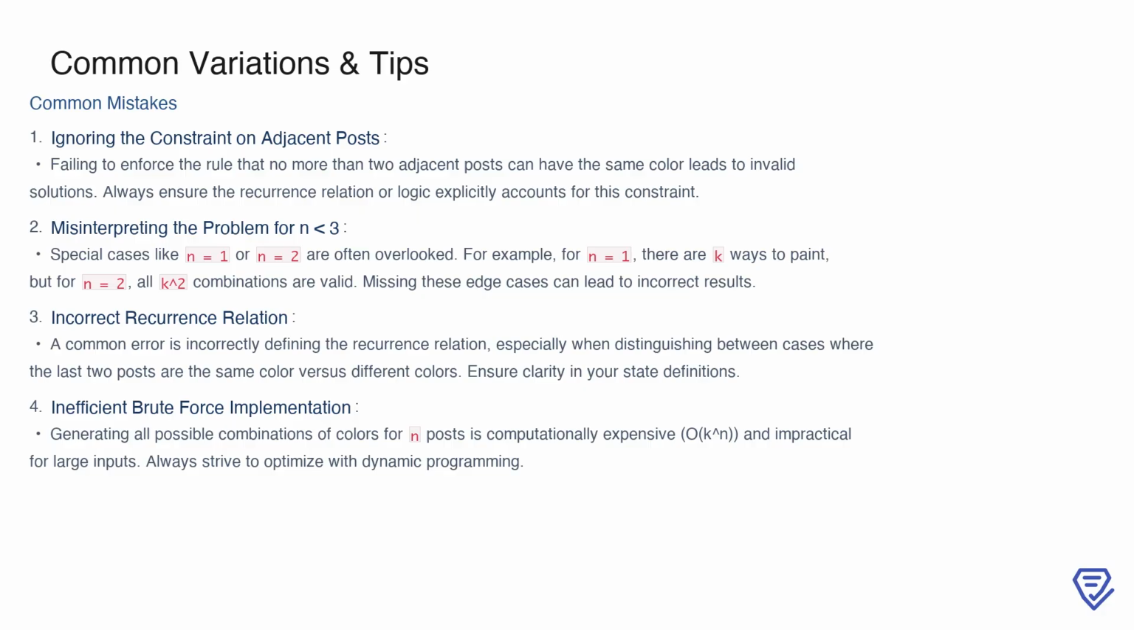Additionally, errors in defining the recurrence relation are common, particularly when distinguishing between scenarios where the last two posts share the same color versus when they have different colors. You need to clearly define these states to avoid such pitfalls. Lastly, some implementations use brute force to generate all possible combinations, but that approach is computationally expensive, with a time complexity of O(k^n). For larger inputs, this becomes impractical, so optimizing with dynamic programming is essential.